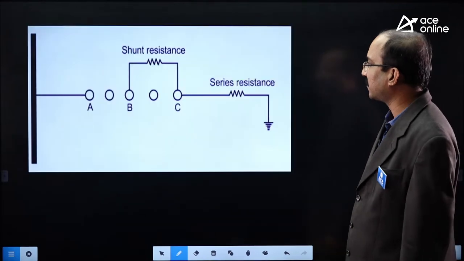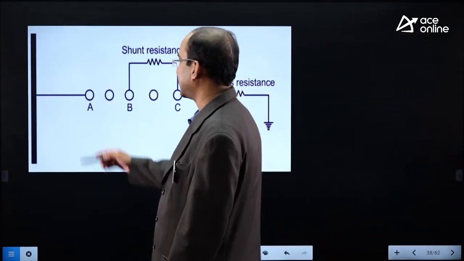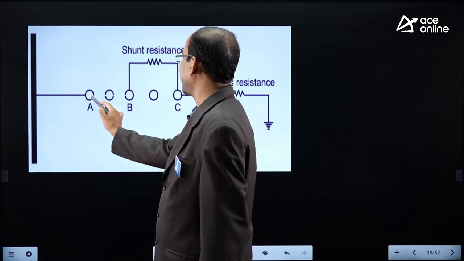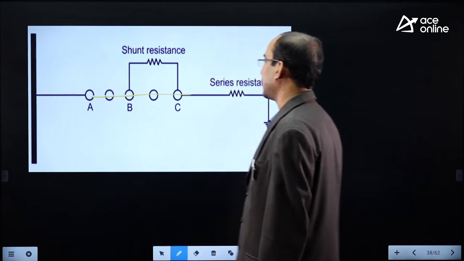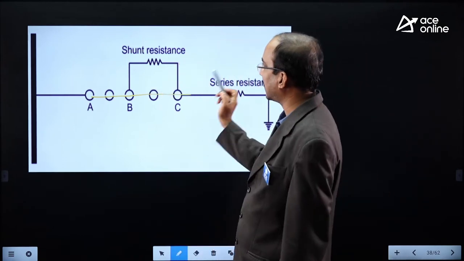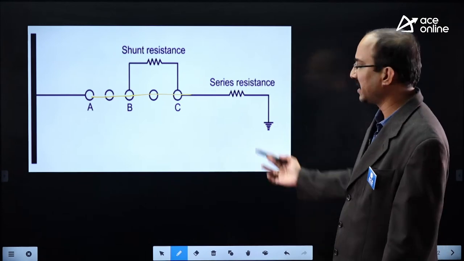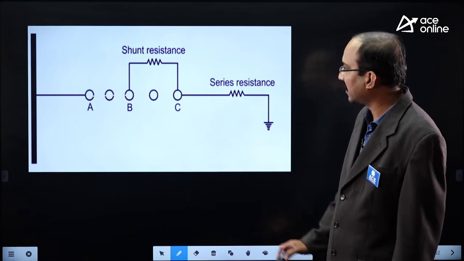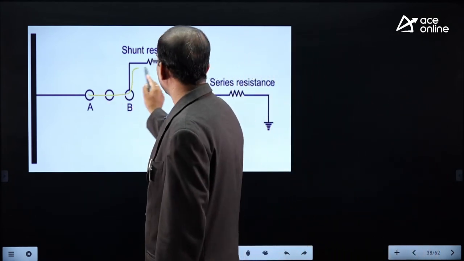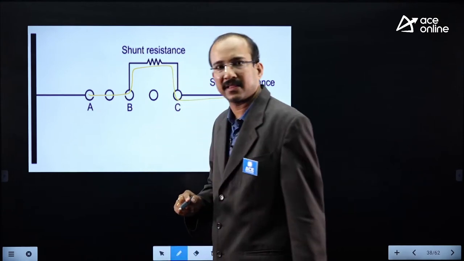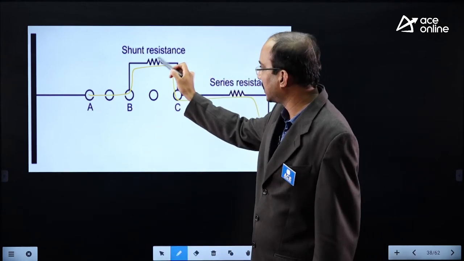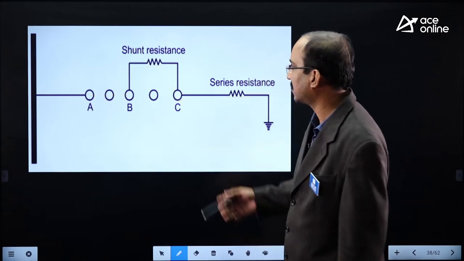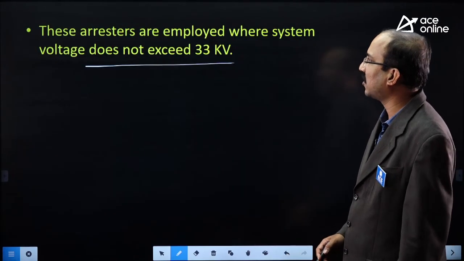So what happens whenever there is an over-voltage? Whenever there is a voltage surge, the gap between A and B gets connected like this, and B and C is shunted directly. It is not going through the path of this shunt resistance, and it will be discharged to ground. Once the surge is completed, the path for current will be like this, and that is not sufficient to maintain the arc, and even this will get extinguished.